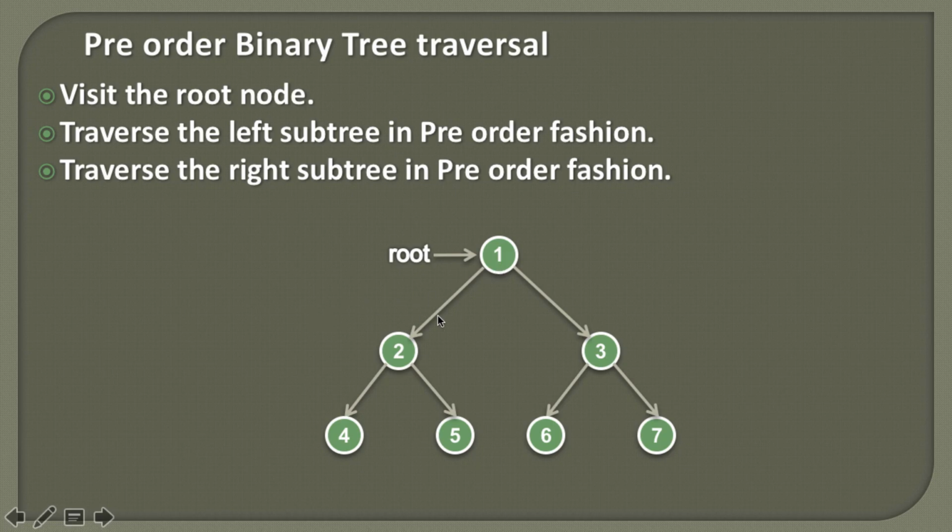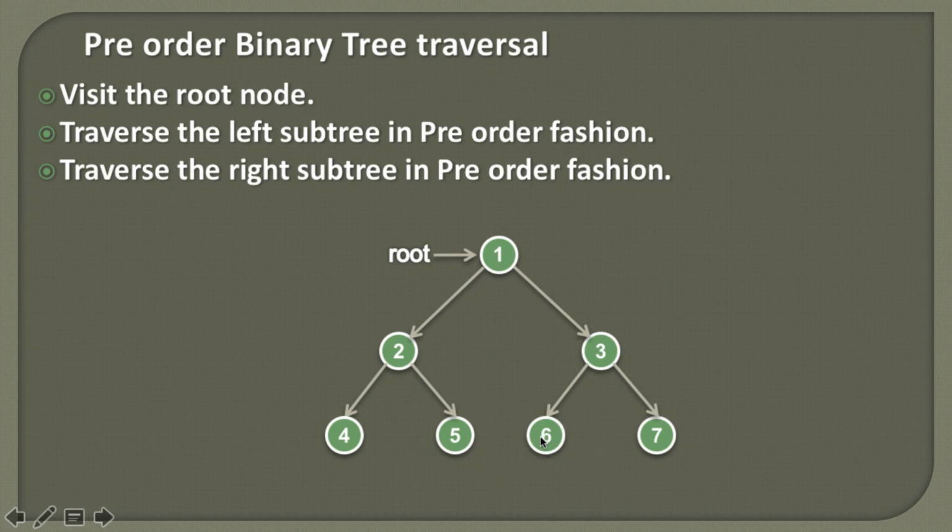As we have visited the left subtree of the root, we now visit the right subtree of the node 1. When we reach the node 3, we apply these three steps for the node 3. First we visit this node, then its left subtree, and then its right subtree. After processing the node 3, we go to 6 and apply these three steps. We visit this node, then go to its left subtree and then its right subtree.